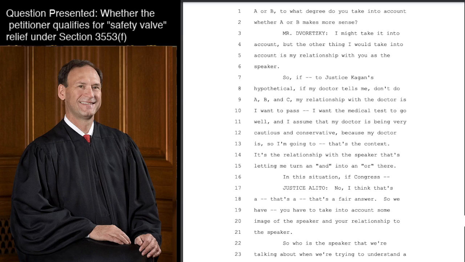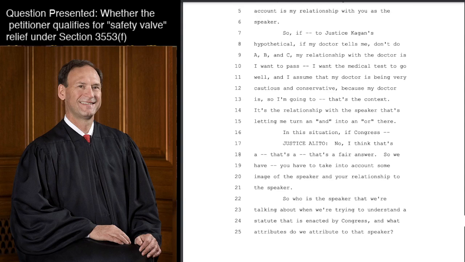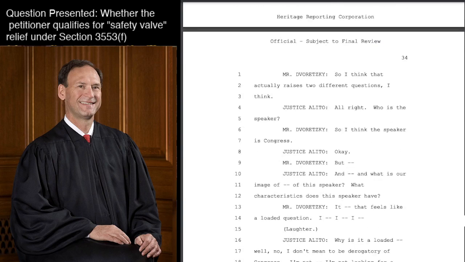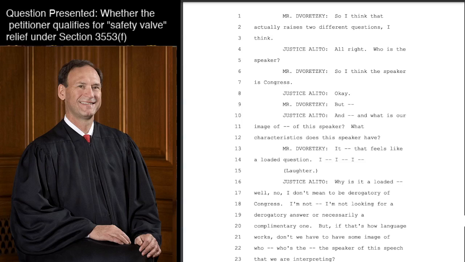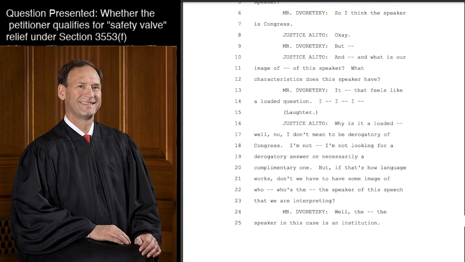So who is the speaker that we're talking about when we're trying to understand a statute that is enacted by Congress, and what attributes do we attribute to that speaker? So I think that actually raises two different questions. All right, who is the speaker? So I think the speaker is Congress. Okay, and what is our image of this speaker? What characteristics does this speaker have? That feels like a loaded question. Why is it a loaded? Well, no, I don't mean to be derogatory of Congress. I'm not looking for a derogatory answer, or necessarily a complimentary one.